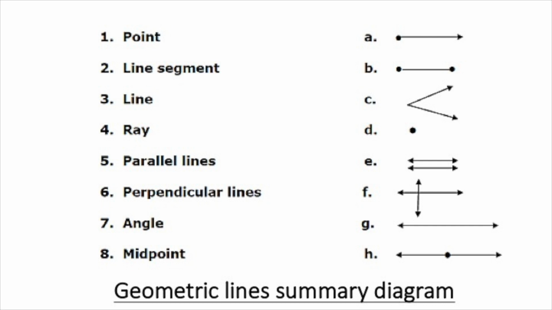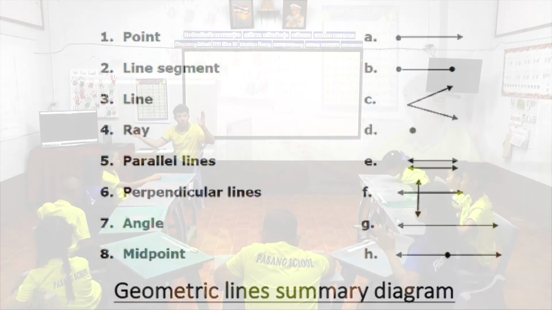F. Angle, which we haven't got to yet, but you can see letter C is an angle. It's two arrows in different directions. And finally, the midpoint. Mid means middle. Yes, the point in the middle. Any questions, guys? No. That was excellent. Well done.